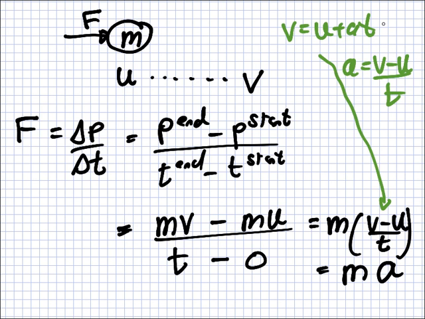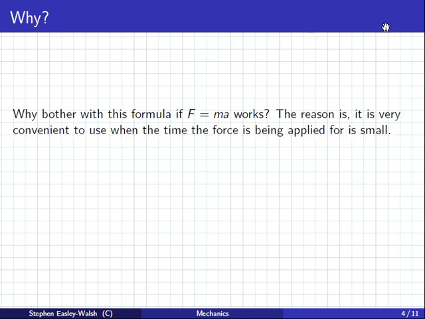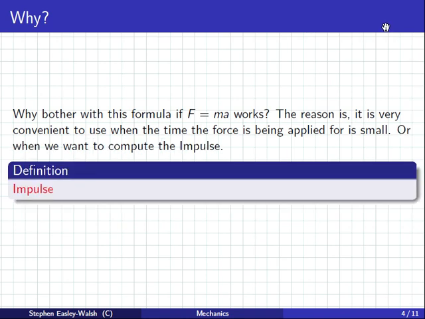So, why bother if F equals ma works? Why do we have this formula? The reason is it's very convenient to use when the time is small. The most common situation to use the new formula is when the time is small, or when we want to calculate the impulse.